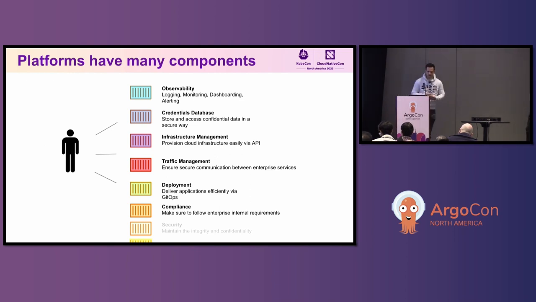Then each application needs credentials, so you have to think about where you can store your credentials and how you can receive them. Also infrastructure management, that means how you can deploy your infrastructure with the platform. Traffic management means how you can reach your application, and the next part is deploy, so how you can deploy your application on the platform.